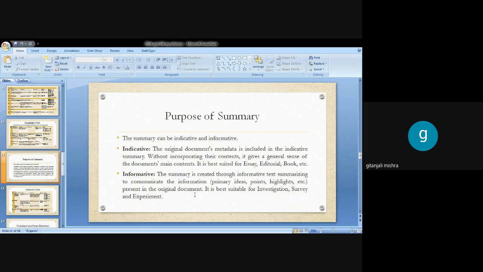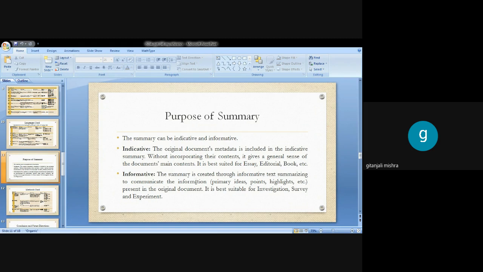Where we are using that is mainly in book headings, essays, editorials, books, etc., where the contents are highlighted with some headings. By heading we can identify or guess what the content will be without including the content. An informative summary is used to communicate the information present in the original document.